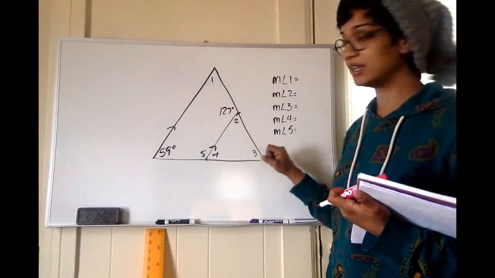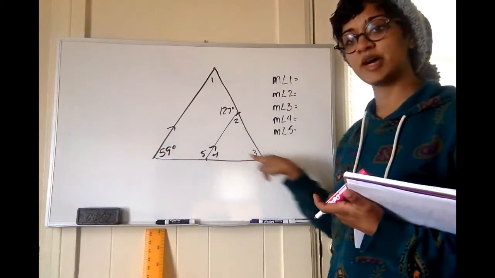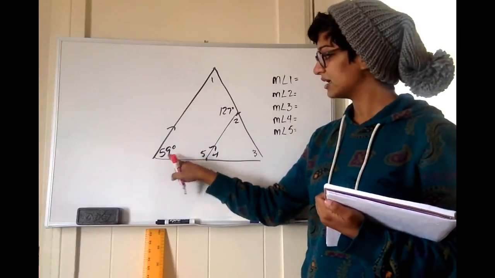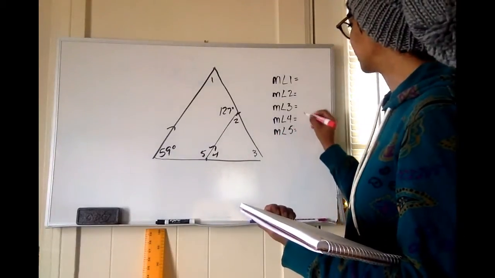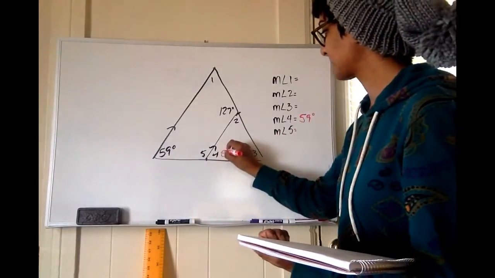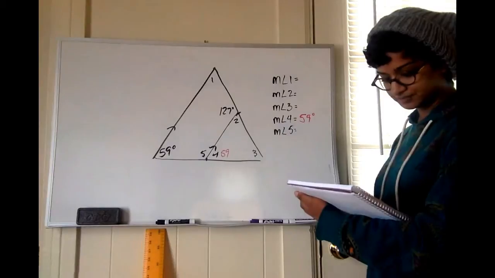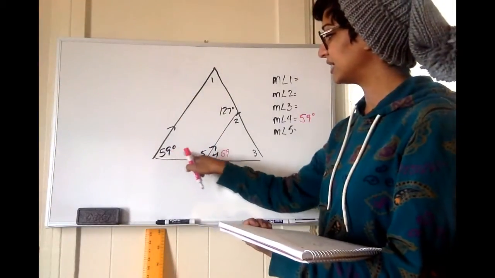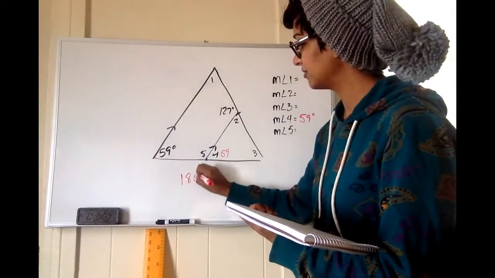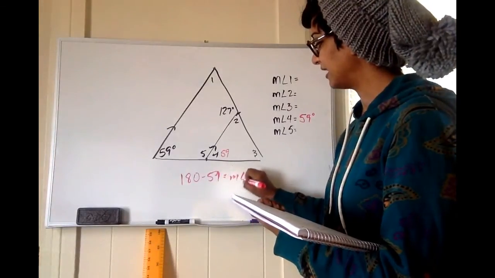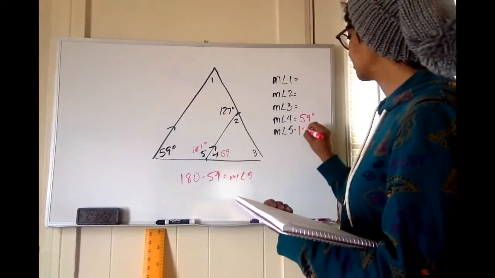When you're doing calculations, you only worry about one transversal at a time. So let's work on this bottom one first. 59 right here. This is corresponding with angle 4, and so this one is also going to be 59 degrees. It's same side interior with angle 5. So if I do 180 minus 59, I will get angle 5. And that'll give me 121 degrees. I'll fill that in right there.